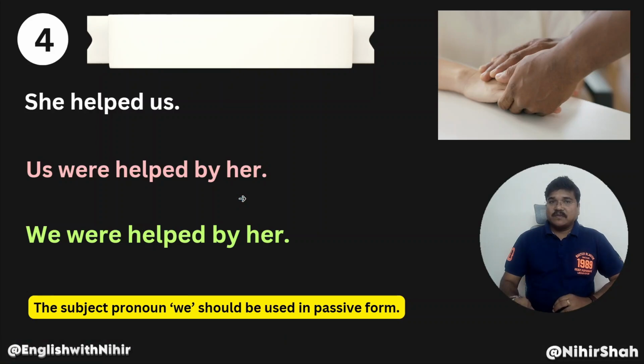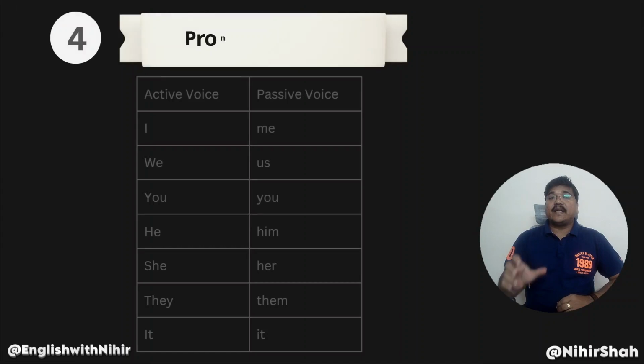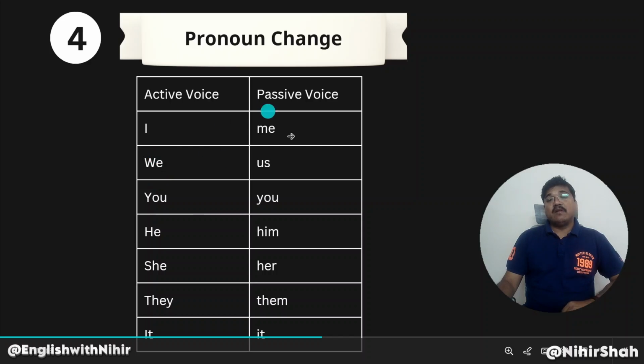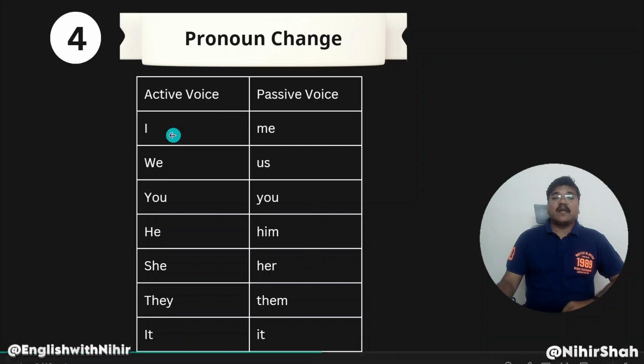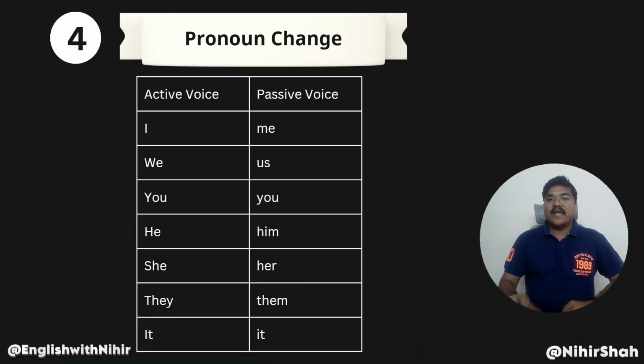So what is the fourth mistake? Incorrect pronoun change. Let me show you the correct pronouns and changes in active and passive form. If these are in subject, then this will be in the object. This will be the conversion. I will be converted to me. We will be converted to us. You will be converted to you only. There won't be any change in you. He to him, she to her, they to them. It will also not be converted. So it will also be it. Please remember this. Let's move on.